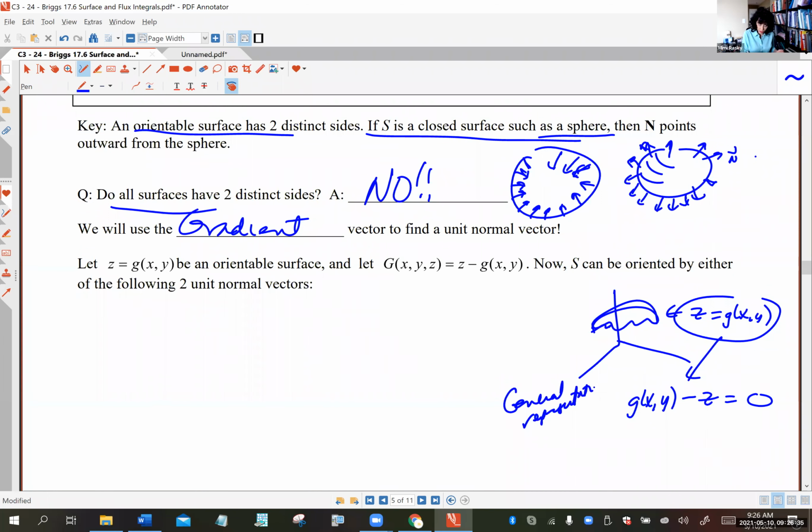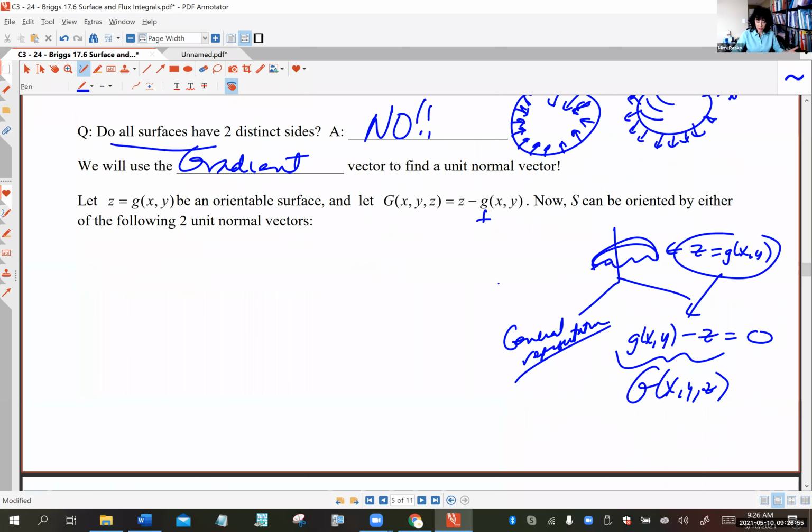The general representation of the surface, everything on one side and 0 on the other. And we'll call this big G. Now, back 2 or 3 months ago when we did this, instead of little g, we had little f, and we renamed it big F instead. I'm sorry about the changing of letters, but whether it's big G or big F, either way, this is the general representation of the surface instead of z equals little g.